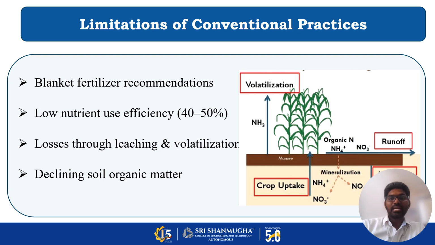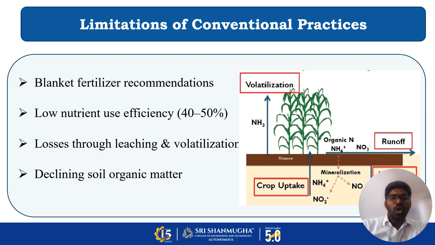Limitations of conventional practices. We practice nutrient management in a conventional system, and there are a lot of limitations. Generally we apply the fertilizers as a blanket recommendation. That blanket recommendation is the data we get from the universities. These universities research and give a blanket recommendation without any data about soil nutrient availability. These blanket nutrients may be higher or lower for the specific period, so the blanket recommendation leads to an increase or decrease in yield and cost.